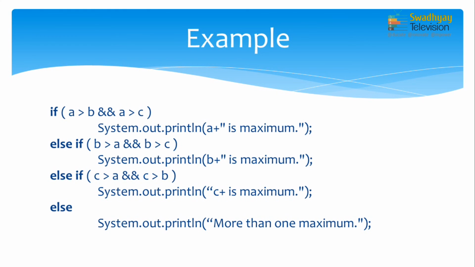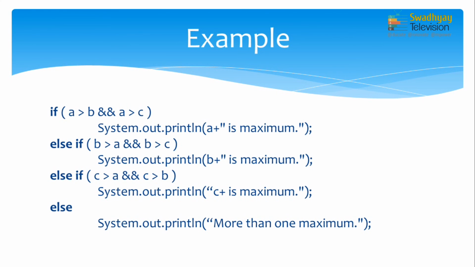So, what will happen if A is maximum? The System.out.println prints A is maximum and the rest of the if conditions are bypassed. Suppose B is maximum, then the first condition is false. So, it will check the second else if condition, and if B is a maximum then this condition holds true. So, what will happen? The System.out.println prints B is a maximum, and in the third if condition we check whether C is a maximum. If it is so, we print C is a maximum.